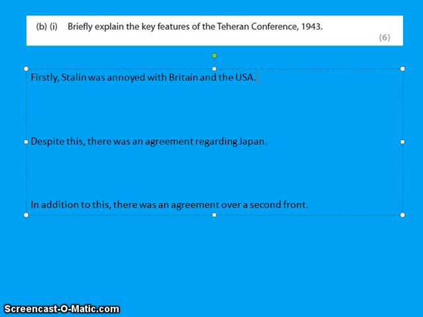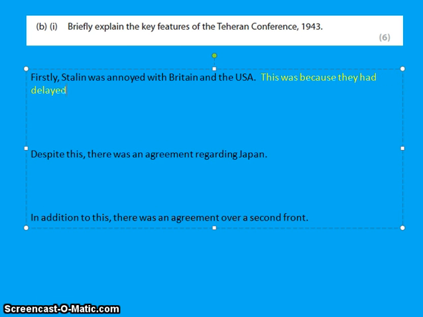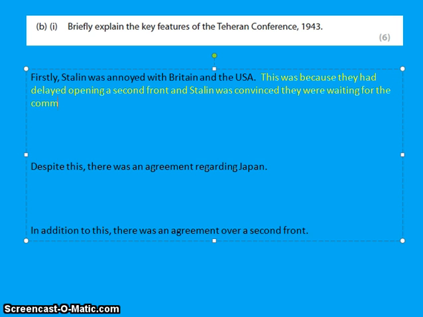So firstly, Stalin was annoyed with Britain and the USA. This was because they had delayed opening a second front, and Stalin was convinced they were waiting for the communist USSR to damage itself fatally in the battle against Germany.